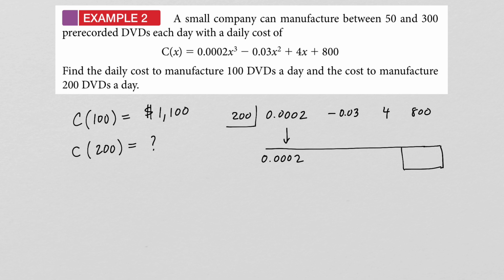So let's multiply. 200 times 0.0002 is going to be 0.04. Negative 0.03 plus 0.04 is positive 0.01. 200 times 0.01 is 2. 4 plus 2 is 6. And 200 times 6 is 1,200. And if we add that together, we get 2,000. So the cost to produce 200 DVDs is $2,000.